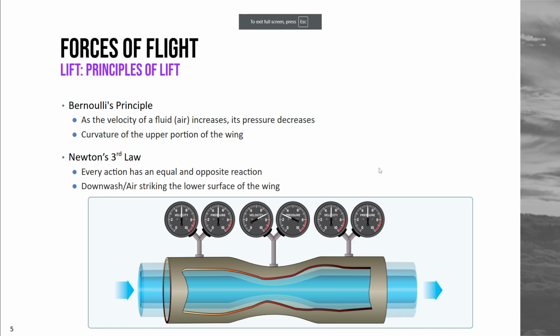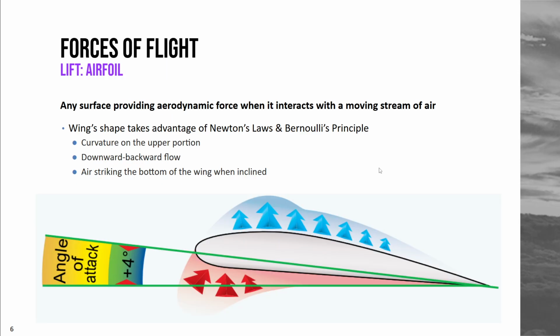All right, let's go back to the slideshow. I might pull up Paint, that program, in the future to help explain. So lift is provided by an airfoil, or our wing. An airfoil is just any surface providing an aerodynamic force when it interacts with a moving stream of air. Technically, the body or the fuselage of the aircraft is an airfoil, but it does a whole lot worse of a job at creating lift than our wing does.